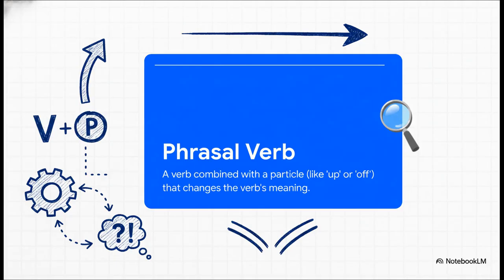So just to make sure we're all on the same page, a phrasal verb is really simple. It's just a verb plus a particle. But the most important part to remember is that the particle isn't just there for decoration. It has a job. It's actively changing what the verb means.